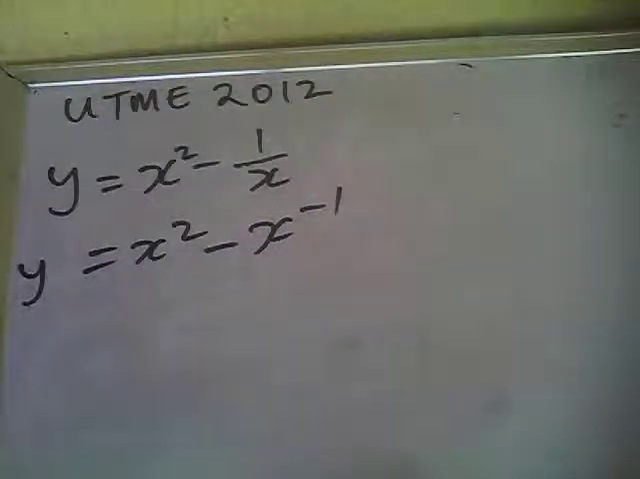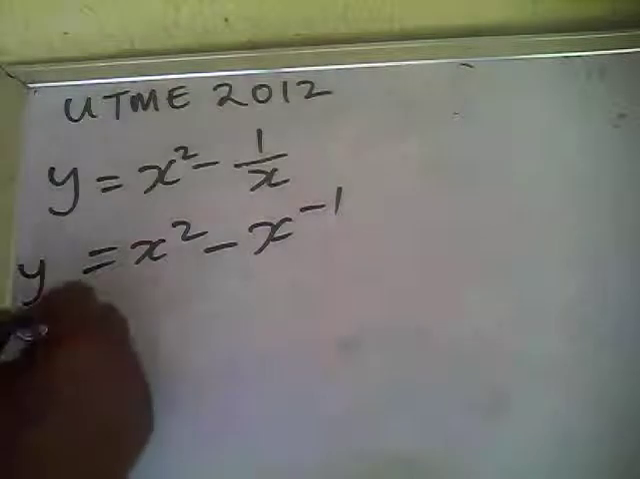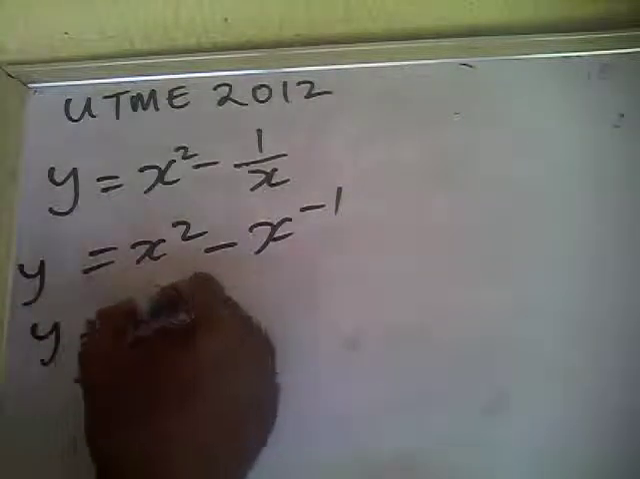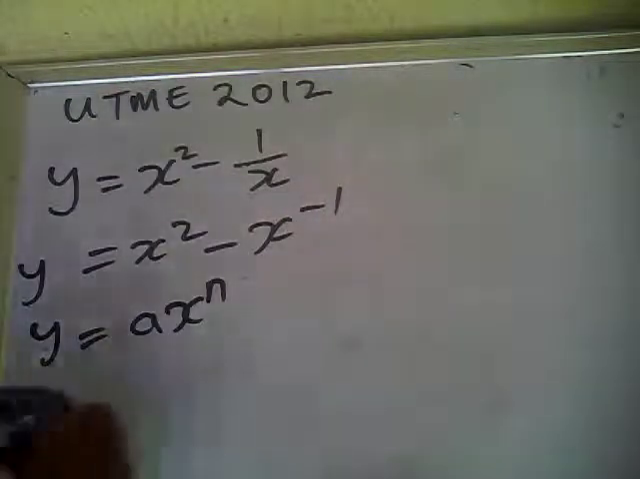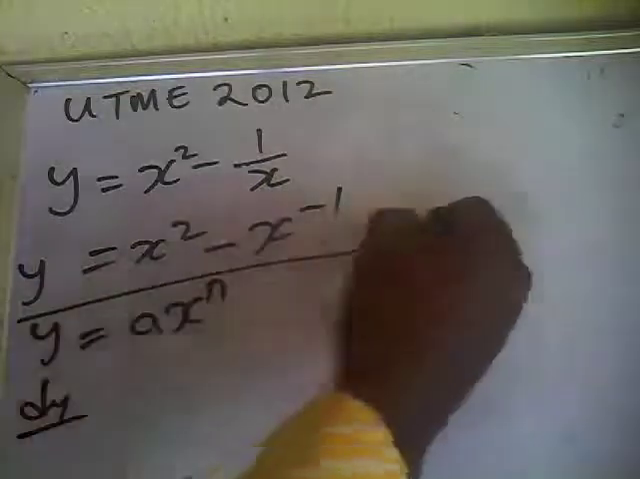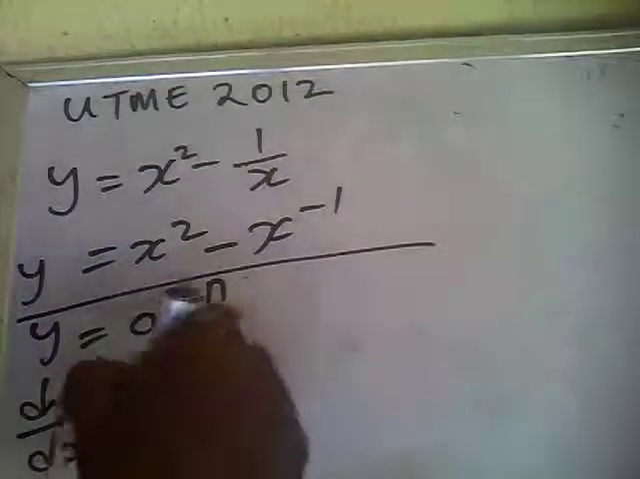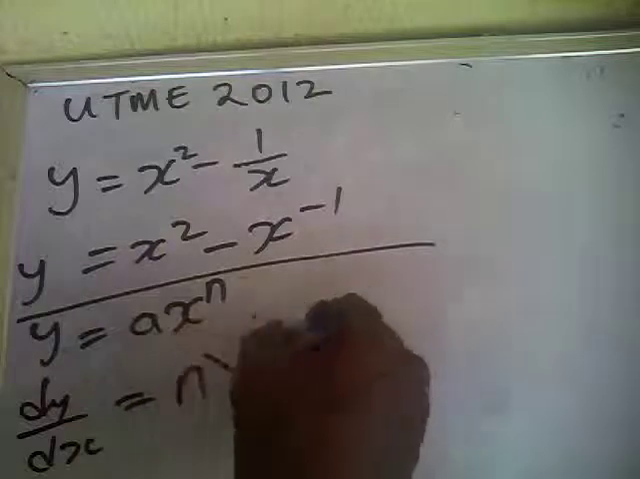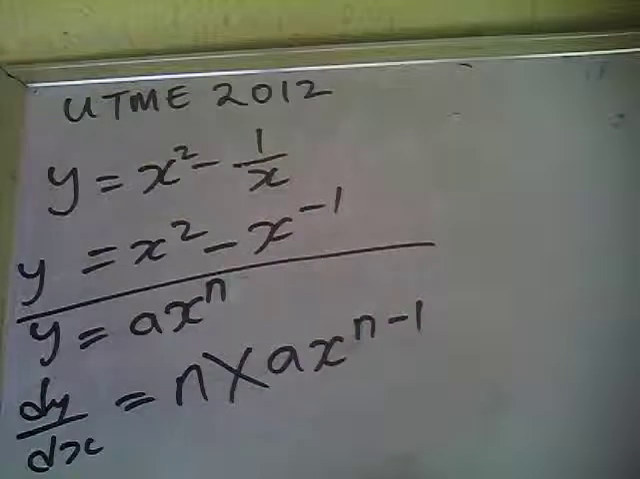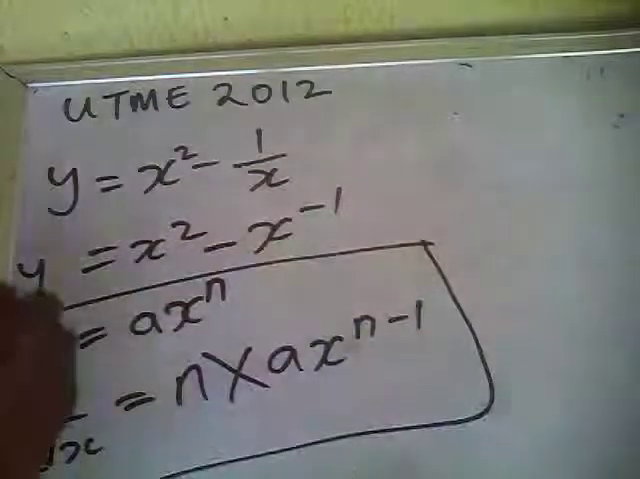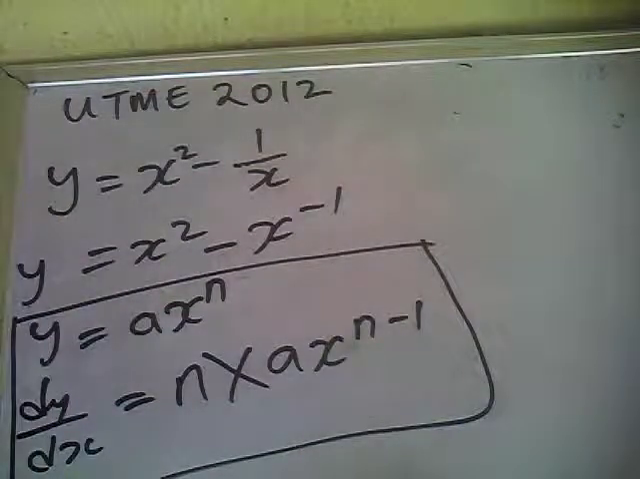Now we can differentiate using the power function rule. In power function rule, when we have y equals a x to the power n, then the derivative, dy/dx, will be equal to: you bring this power to multiply the entire function, then you subtract 1 from the power of the function. So that is the summary of the derivative of a power function. When we have a function of power, we can always differentiate it this way.